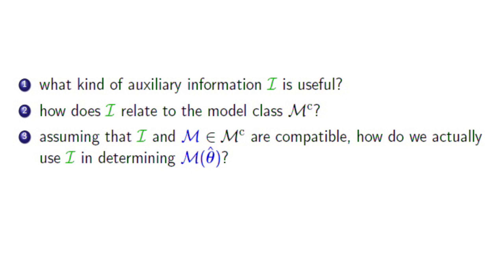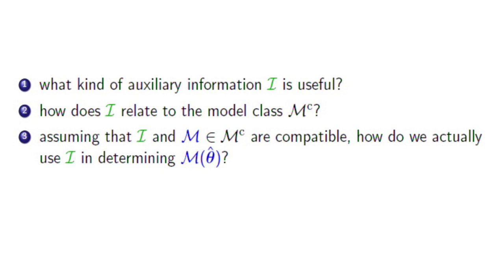Okay, now, assuming that this information and M that belongs to this class are compatible, and that's important because I might have information that would be useful, but I don't know how to relate mathematically the information to the model class. Then, although I do have the information, it's something I don't know how to use. Okay, it's something I cannot put in there.